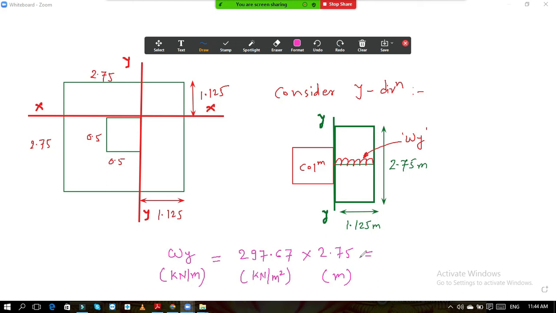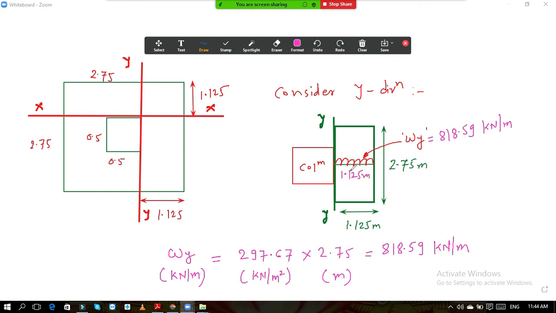And what is the value of that UDL? It is 297.67 multiplied by 2.75. So this is the UDL. It is 818.59 kilonewton per meter. This is the intensity of UDL which we got. Now what is this length? This length we already know it is 1.125 meter.